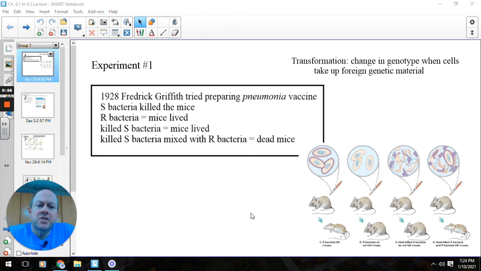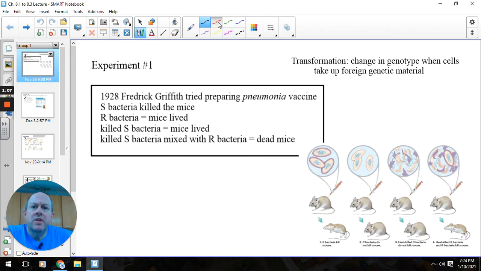And so he did this experiment, and he had one strain of pneumonia. We know pneumonia is a bacteria that was kind of smooth on the surface, so he called this the S strain. And so the S strain, when he injected that into the mice, killed the mice, sadly. So it was a very harmful strain of bacteria. Another separate strain was rough around the edges of the cell wall, and so he called that the R bacteria. When the R bacteria got injected, the mice lived, so they were happy. It was not harmful to them.